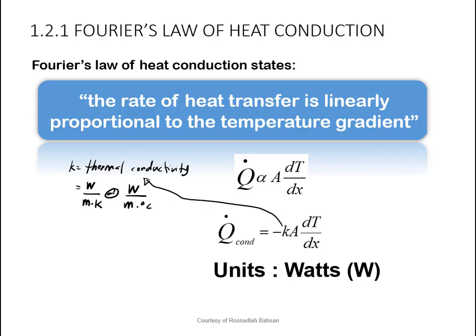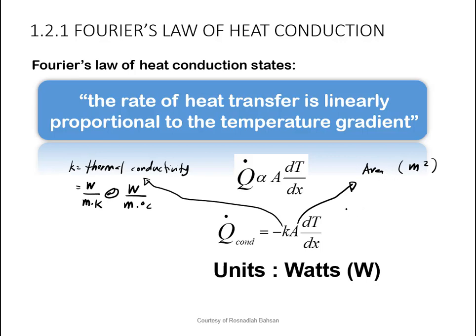So K is thermal conductivity, and then A. What is A? A is area, the area of the particular material that is normal to the direction of heat. I repeat, the area is normal to the direction of heat, and the unit is meter squared.